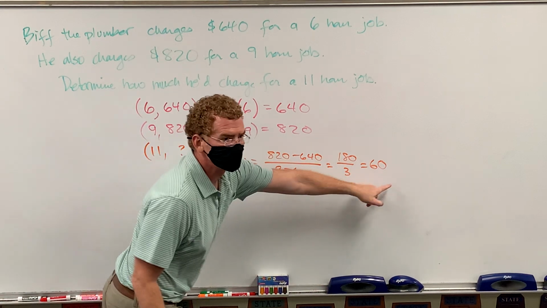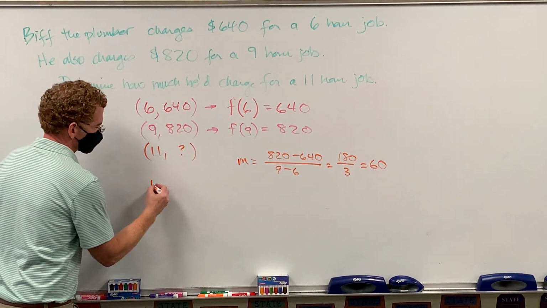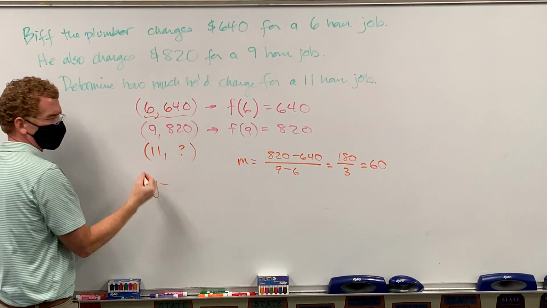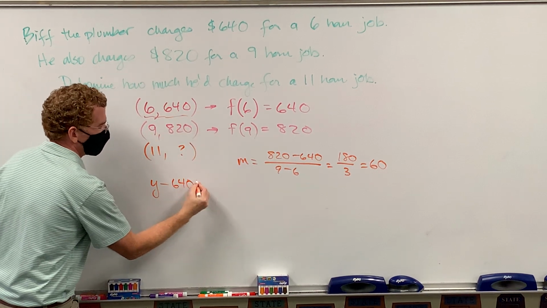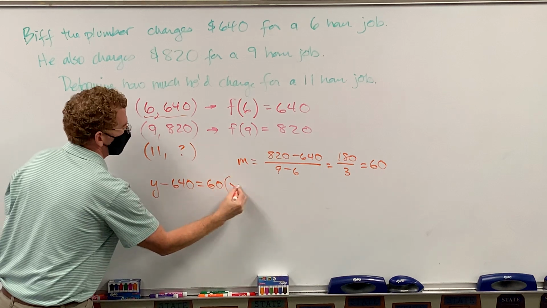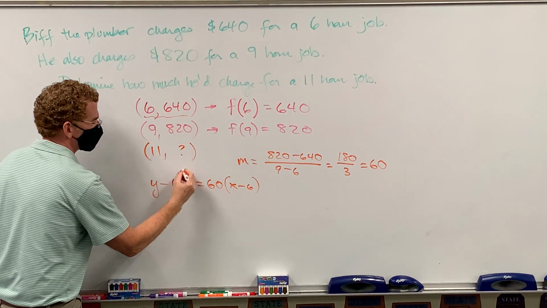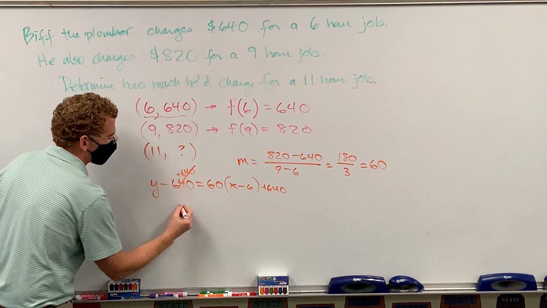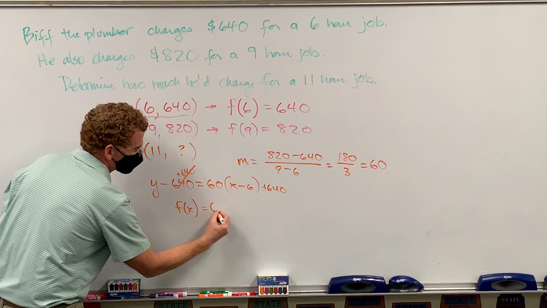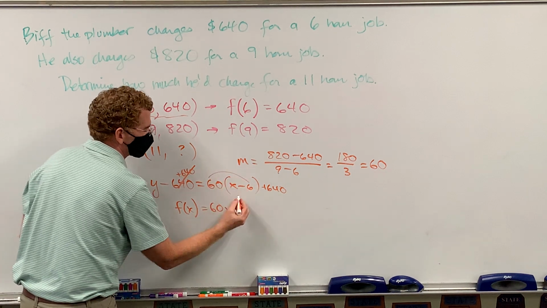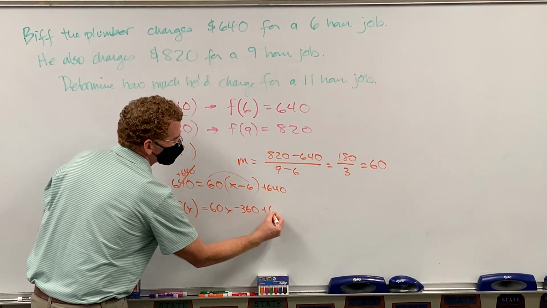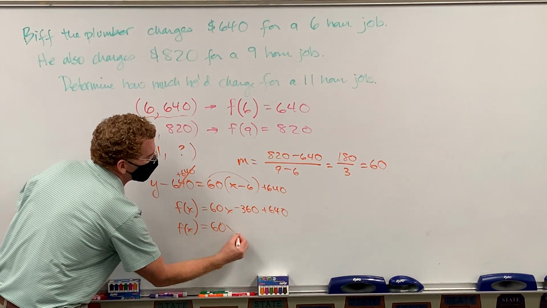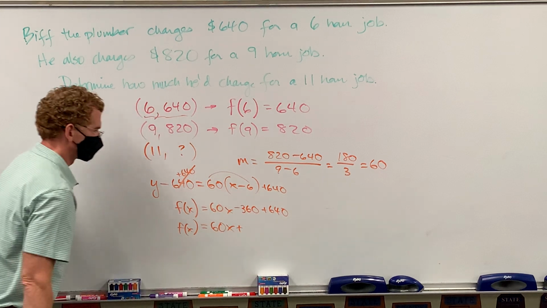But I got a slope, right? From a slope, what do? So which one do you want to use? I tend to go with smaller numbers, right? Yeah, y minus 640 equals my slope, 60, x minus 6. Let's clean it up by adding that 640 over. And I'm going to bring that y down and say f of x is 60x minus 360 plus 640. F of x equals 60x. Is that right?